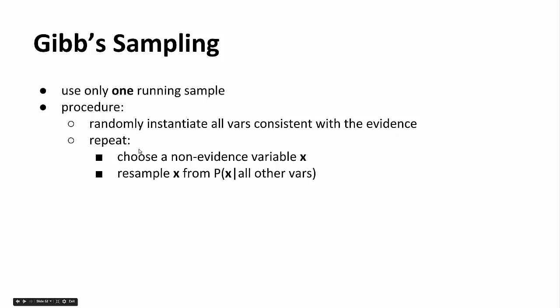And then in every iteration, we're going to choose some non-evidence variable x randomly, and we're going to resample x from the probability of x given all the other variables. Okay, so in every iteration, we only resample one variable, and that's going to give us our new sample. And then if we repeat this forever, we're guaranteed that we'll converge to the correct distribution.